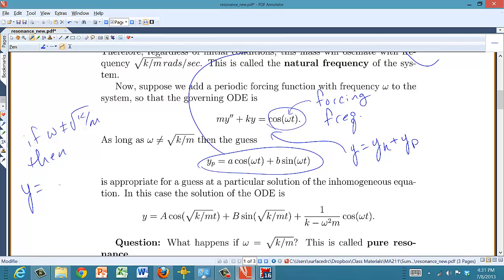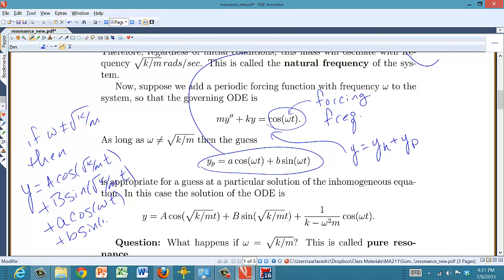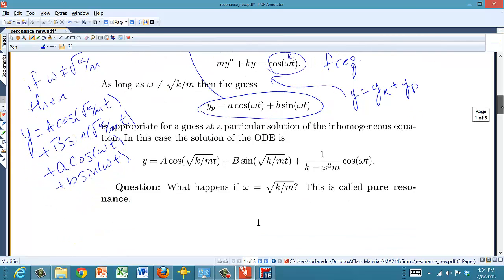Then your general solution really is a times cosine of square root k over m t plus b times sine of square root k over m t, plus, then you'll have something here, I'll call it small a cosine omega t, plus something else sine omega t. So just as long as you don't force that system with a forcing frequency that's equal to the natural frequency of the system, then you'll get a solution that looks like this. I wrote it right here, and everything will be fine.